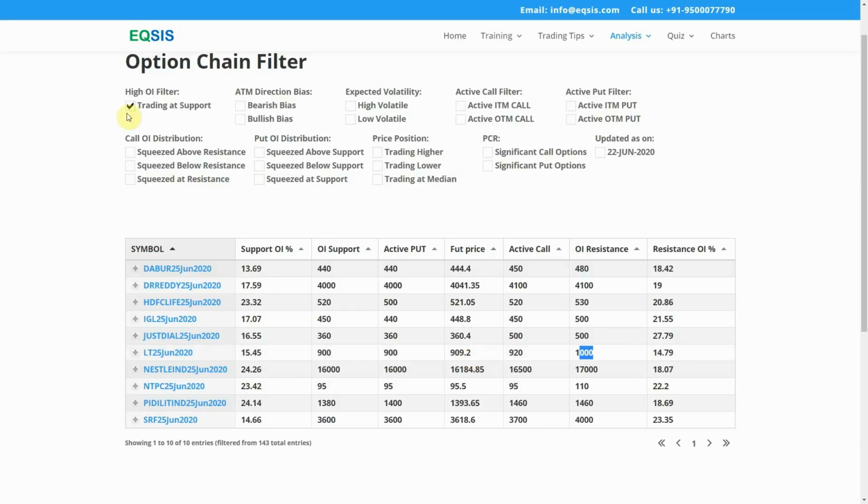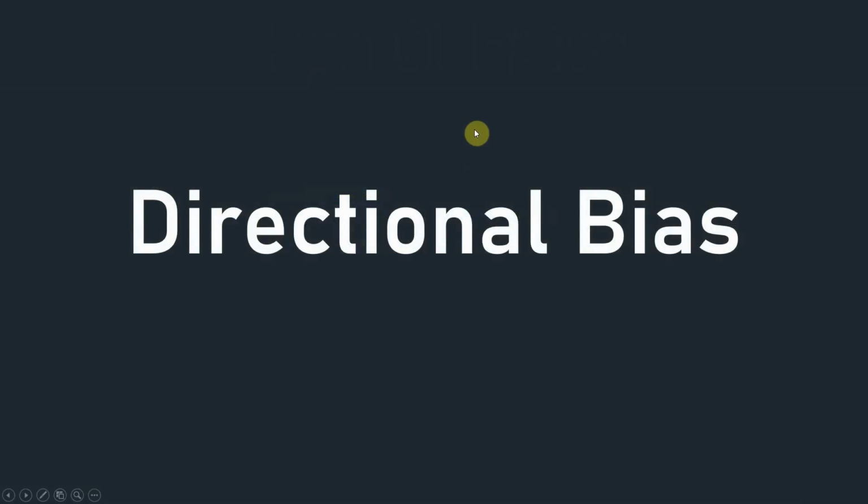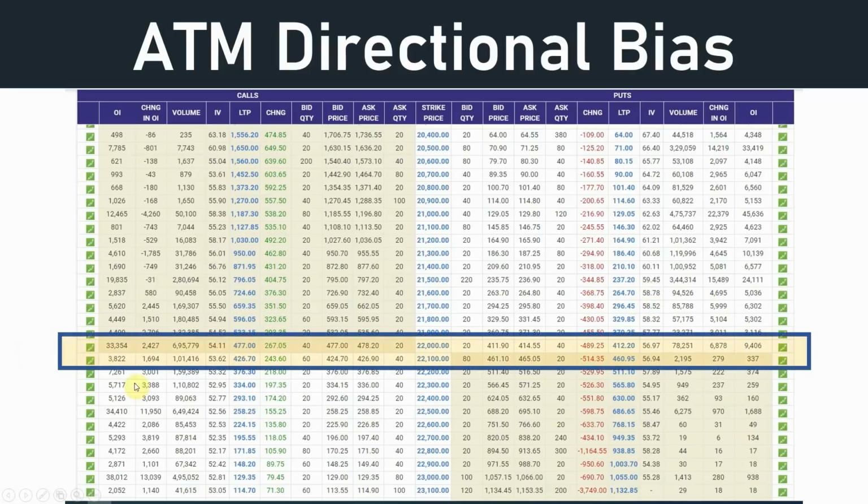Now I'm talking about the directional bias of this particular one. So let me demonstrate this using an illustration so that you understand the logic before you use this particular filter. In terms of directional bias, I've taken the same option chain data, and now I'm going to focus on the at the money area.